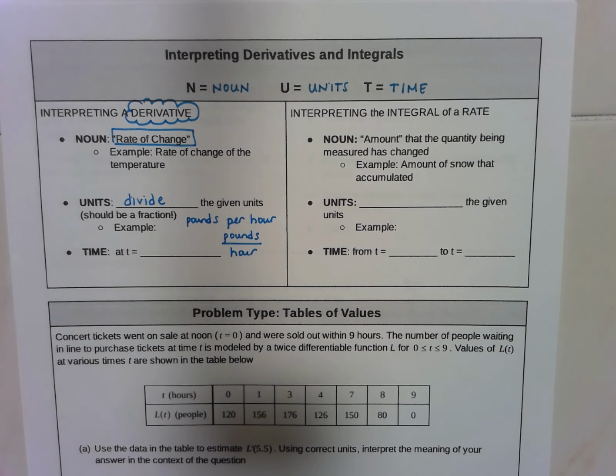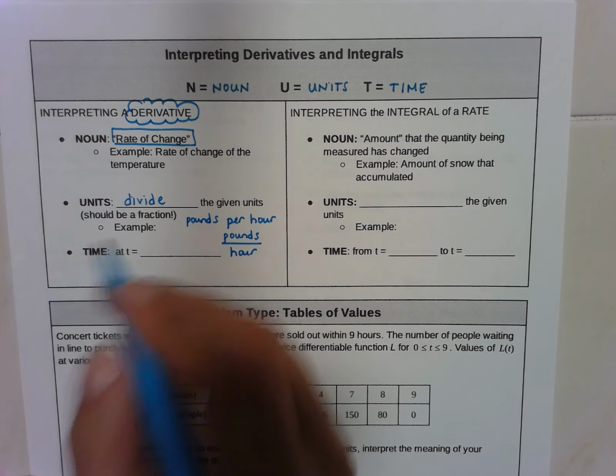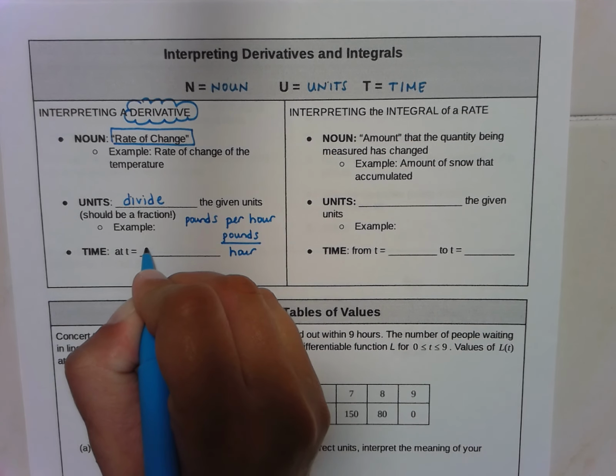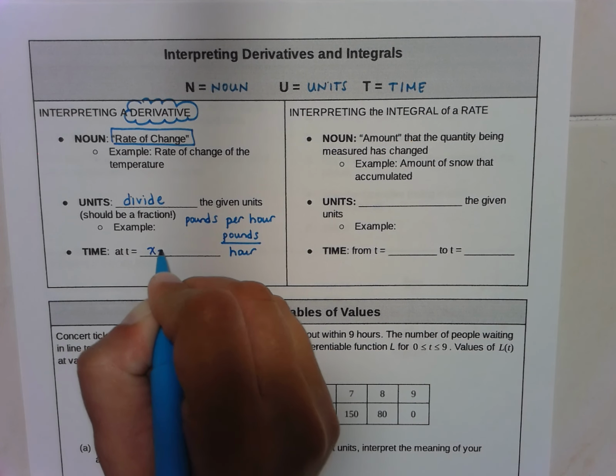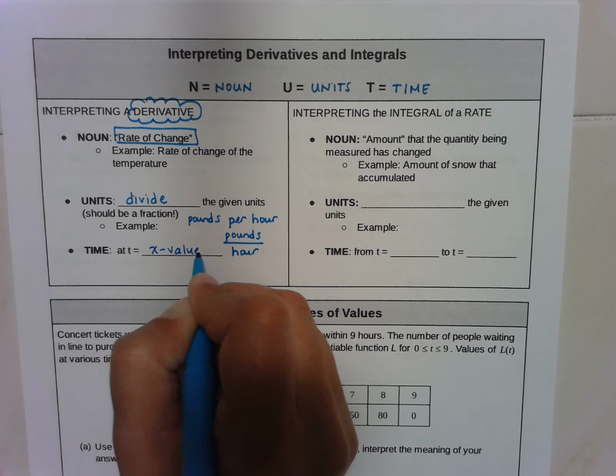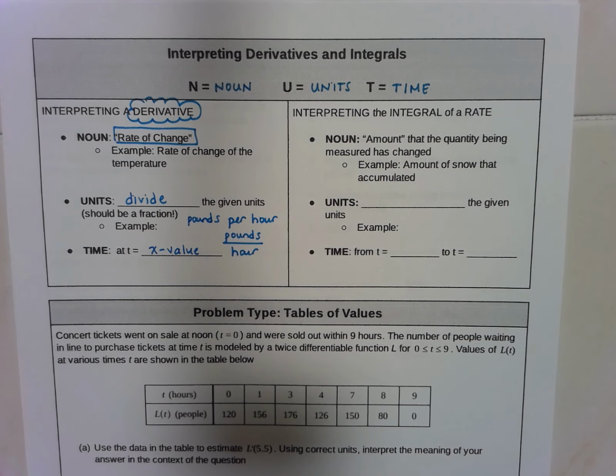If, for example, your problem already started with pounds per hour, then the appropriate units for the derivative would be pounds per hour per hour. So you're dividing again, and you would have like hours squared on the bottom. Now, a derivative is the slope at a single moment in time. So for your time here in your interpretation, you would say that t equals whatever x value you used to either estimate or calculate the derivative.